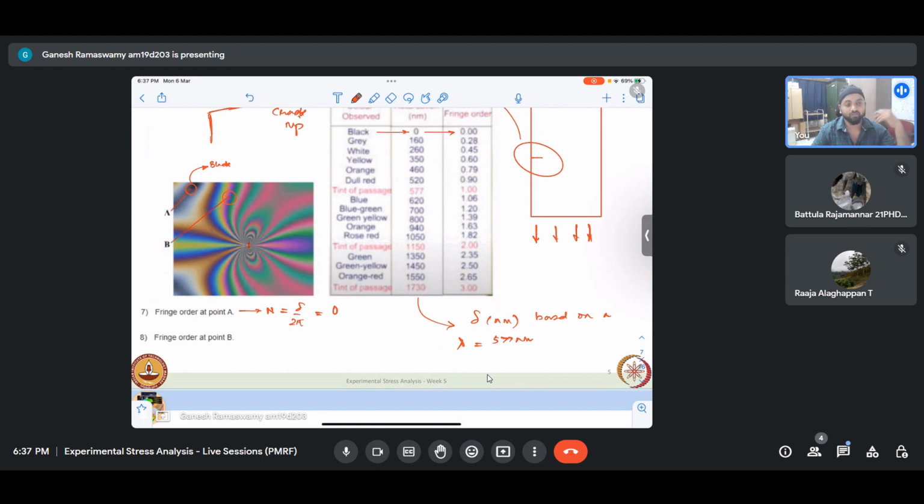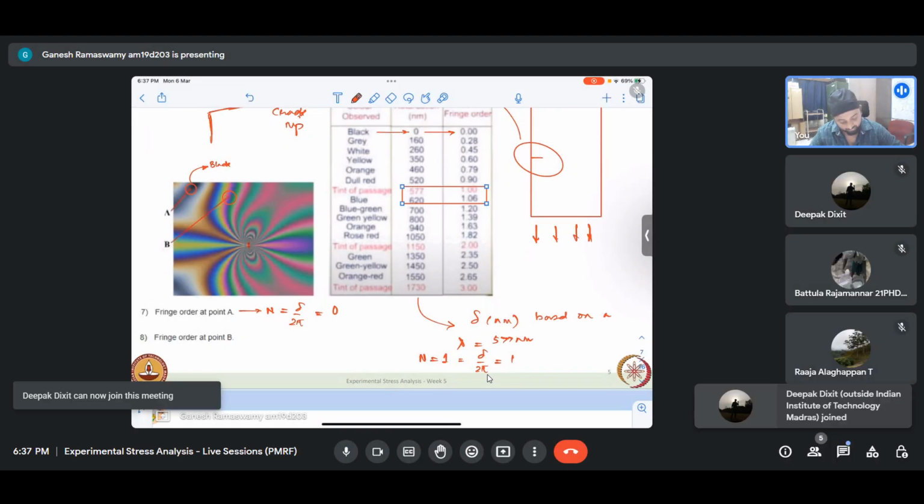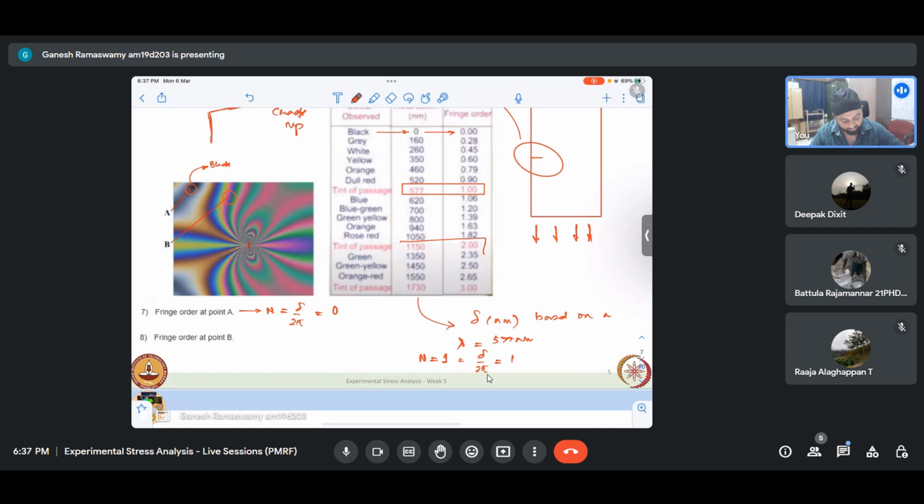So when will my fringe order be 1? When delta by 2 pi is 1. Now, if I express this in terms of wavelength, then my retardation has to be 577 nanometers for me to get fringe order 1, which we can see here clearly. That is when we get the first fringe order. Similarly, the second fringe order would be at the second multiple of that, approximately.